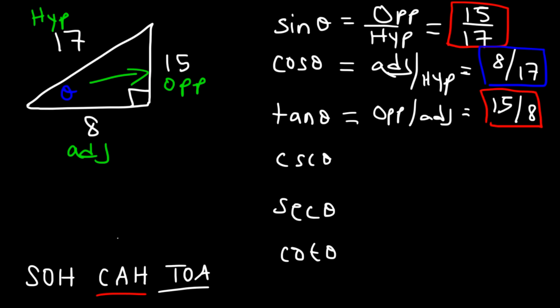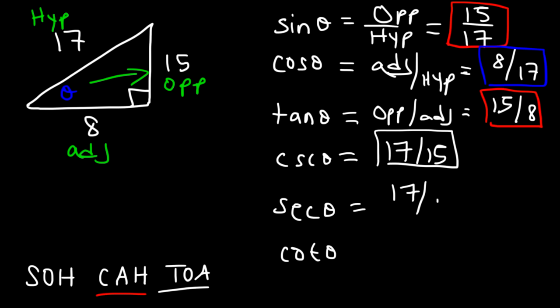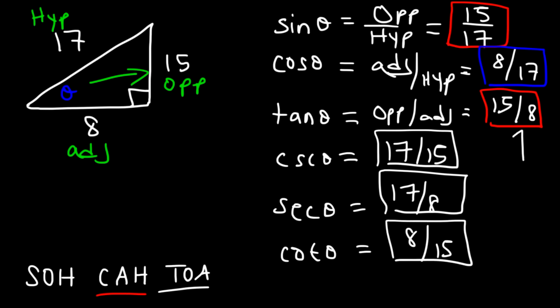Now cosecant is the reciprocal of sine. So if sine theta is 15 over 17, cosecant is going to be 17 over 15. Secant is the reciprocal of cosine. So if cosine is 8 over 17, secant is 17 over 8. You just got to flip it. And cotangent is the reciprocal of tangent. So cotangent is going to be 8 over 15. Just flip this fraction. And now we have the values of the 6 trigonometric functions. And that's all you got to do.